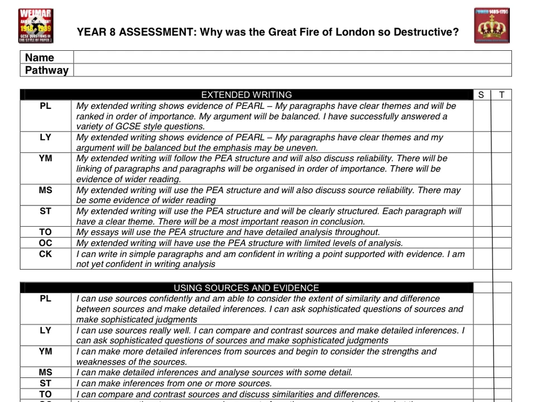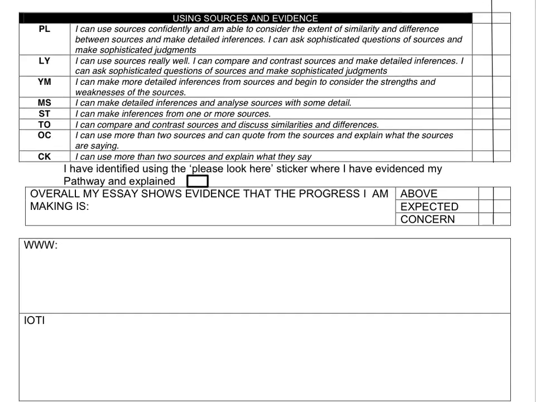Each of those paragraphs in turn is to have a separate theme, a point, with your evidence and your analysis explaining how it led to the fire being so destructive. So once again, before we move on, your assessment is going to be focusing on the extended writing element of this course.